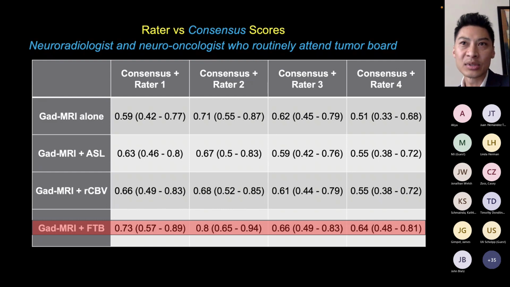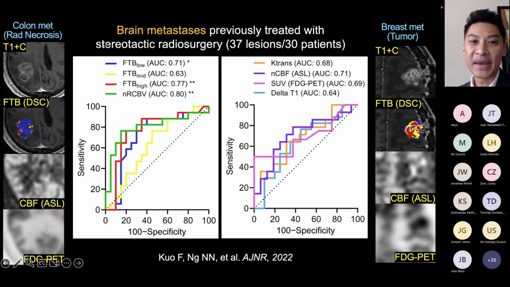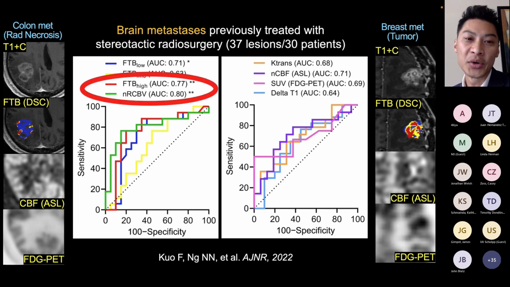And this just shows that the use of FTB imaging in post-treatment high-grade glioma surveillance imaging tends to be helpful, at least for the neuroradiologist clinical interpretation of it. And based on our results in high-grade gliomas, we've started to translate our results to patients with brain metastases previously treated with stereotactic radiosurgery. And again, very similar to the HGG studies, we showed that FTB high and relative cerebral blood volume tend to differentiate between treatment effect and tumor the best.